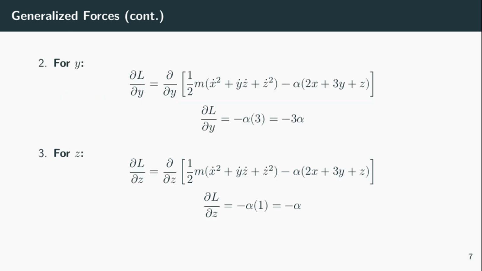Let's find the generalized forces for y and z. For y, we calculate the partial of L with respect to y. The only term in the Lagrangian with y is the minus alpha times 3y term. Taking the partial derivative with respect to y gives us minus alpha times 3, or minus 3 alpha.